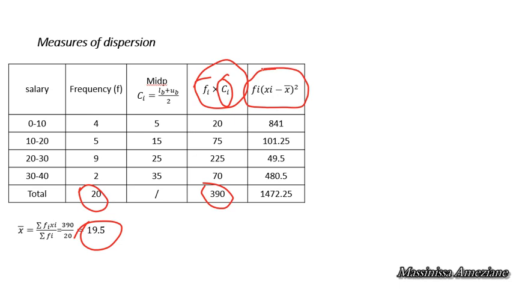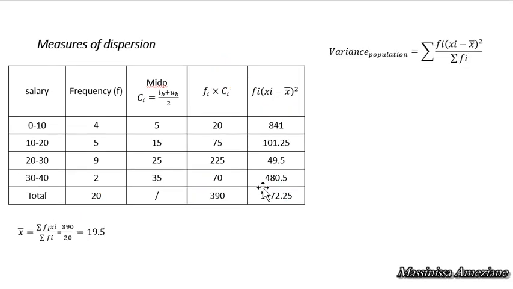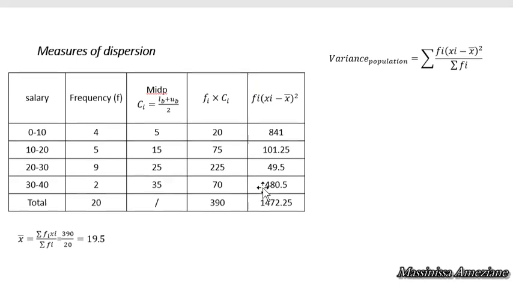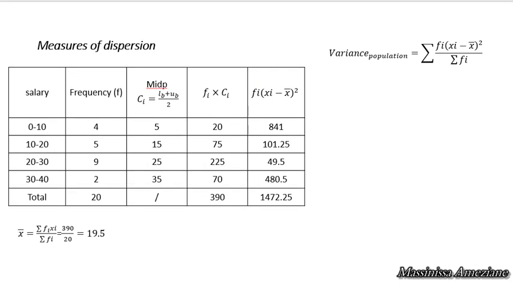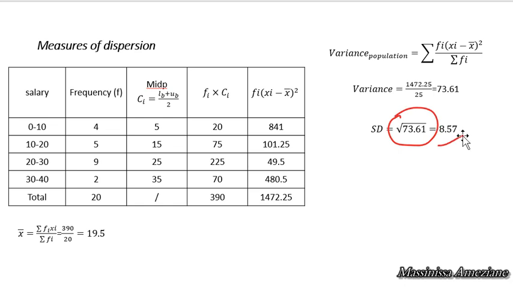Then we calculate the variance through this: fi times xi minus x bar squared, this total. So we apply our formula, which is this total divided by the sum of fi, which is 20, and we get this. This is the variance, 73.61. Now the standard deviation is simply the square root of this. We get 8.57.